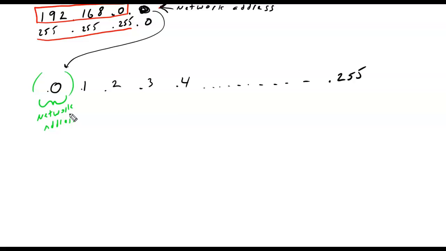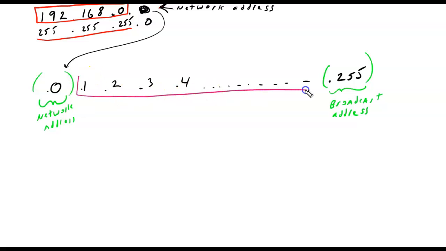Now there's one other that also cannot be used as a host on this network, and that is this last one down here. This one is what we call the broadcast address. So the broadcast address also is not allowed to be used as a host. So as far as hosts go, what do we have left? Well, we have everything in between. Everything from here all the way up to 254 over here at the end. All of these are valid host addresses.